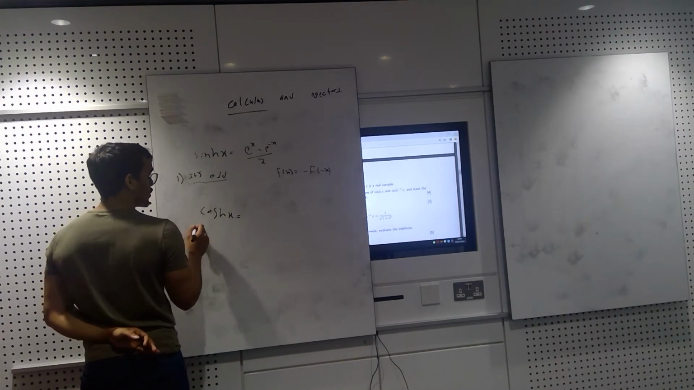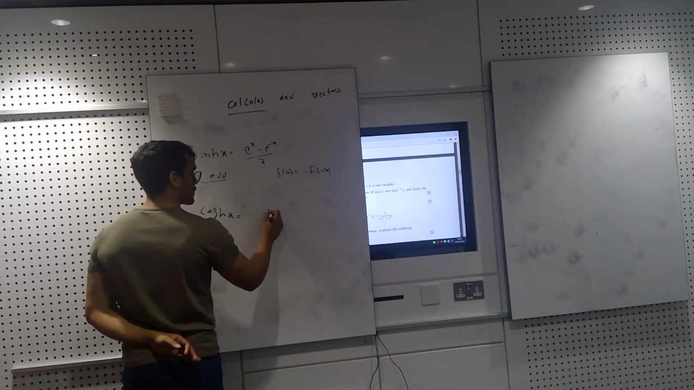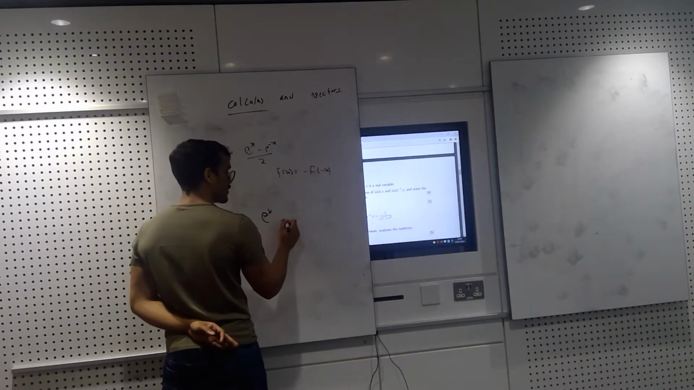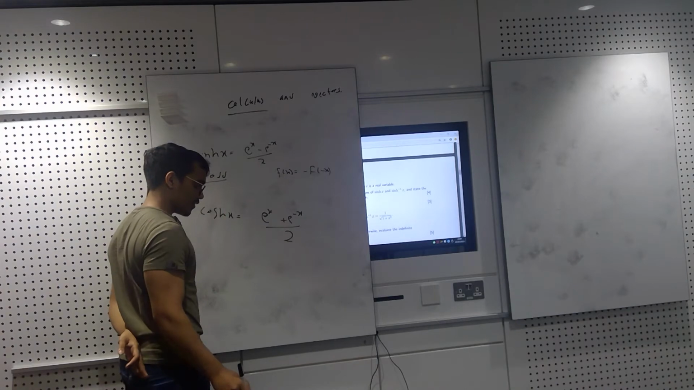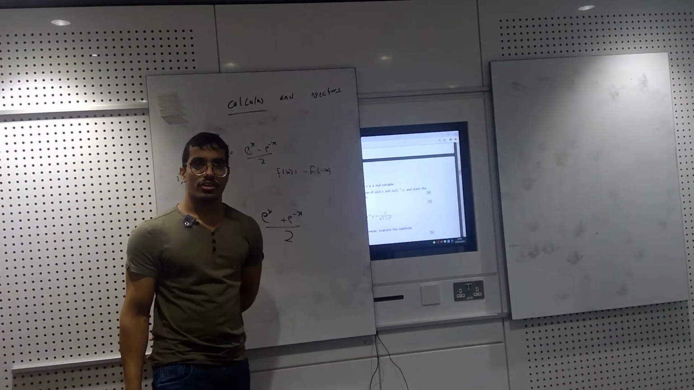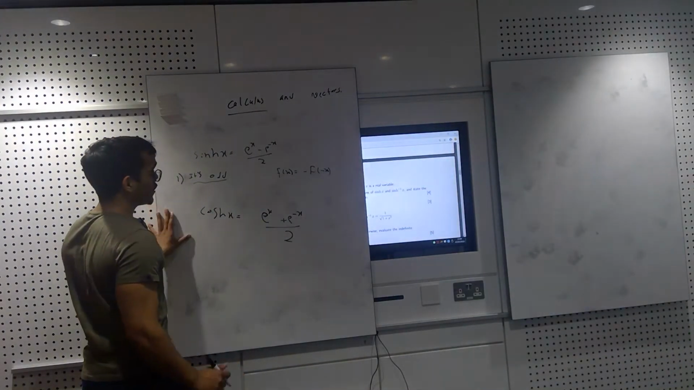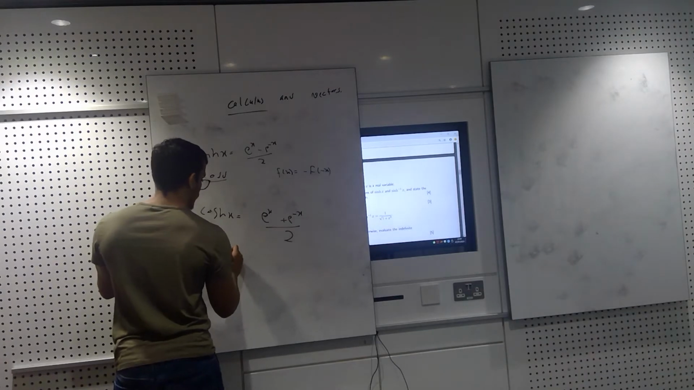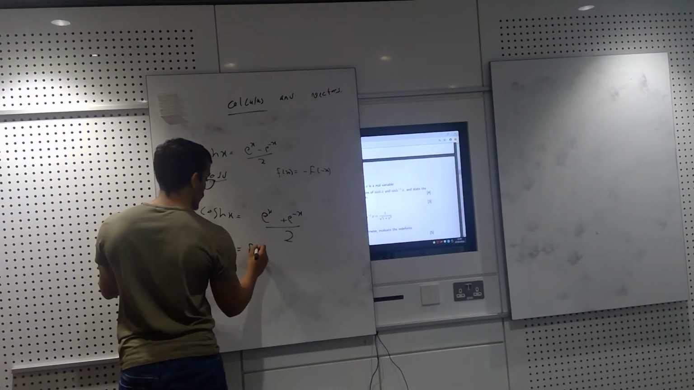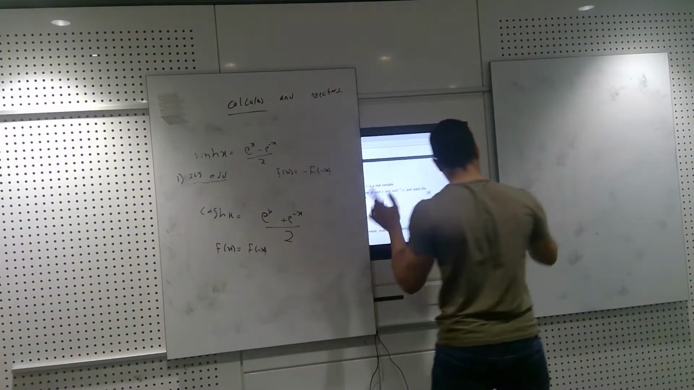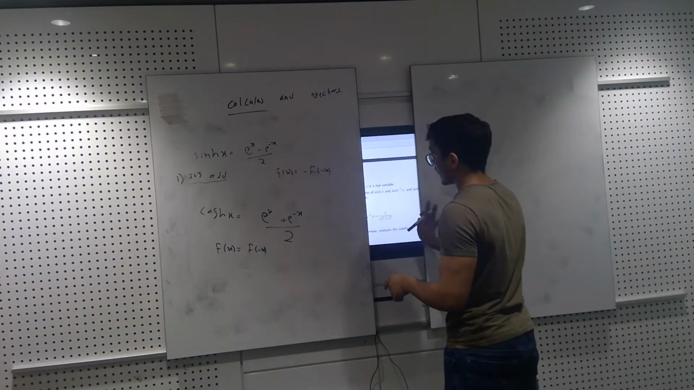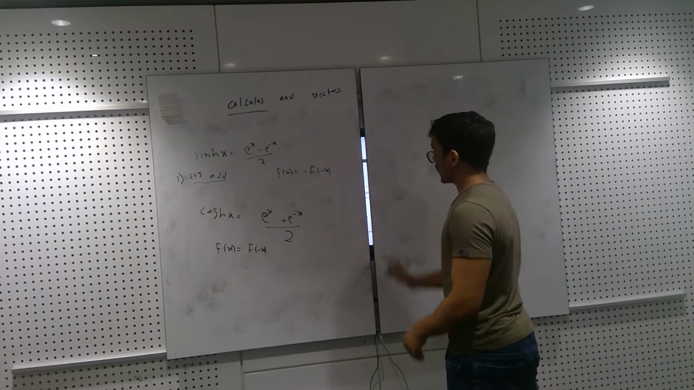And the cosh of x is e to the x plus e to the negative x, divided by 2. This is the second thing about the cosh of x. And it's even, which means that f of x is equal to f of negative x. That's in terms of cosh. Memorize this thing, understand it, and memorize it.